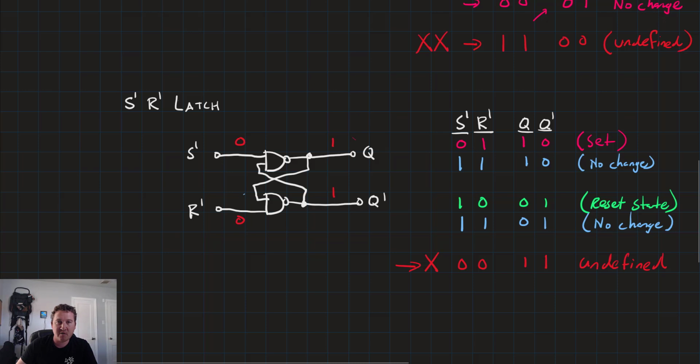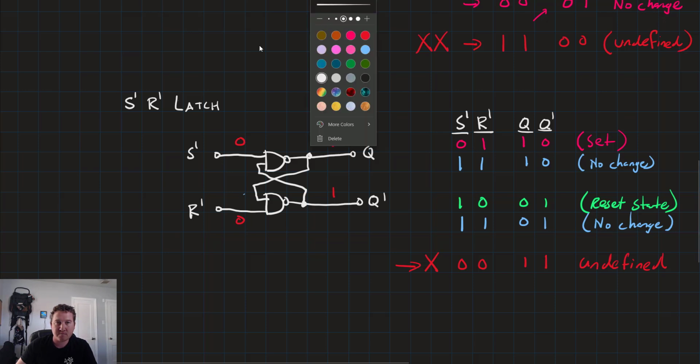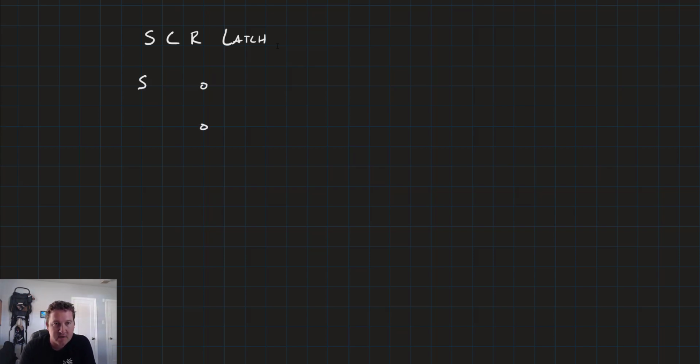So let's move on and take a look at the SCR latch. Now the SCR latch is cool because it adds an extra level of control. So same deal. It's got S on the top. We'll have C down here at the bottom. And we'll have R down here, well, below the C. So, as you might have guessed, the C is for control.